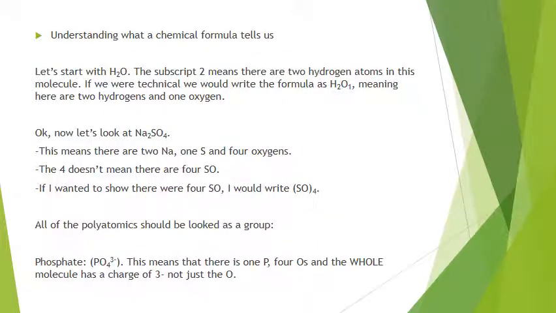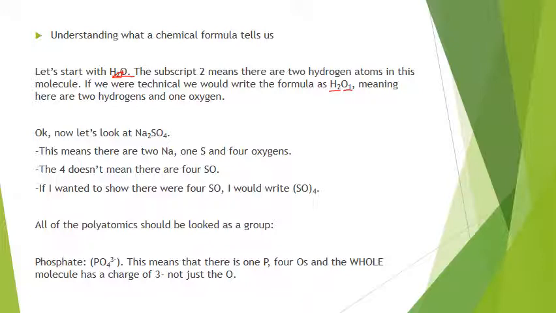Okay, now when you do a chemical formula, remember, let's say you have water, H2O. Remember, the subscript 2 means there are 2 hydrogen atoms in this molecule. Technically, we could say H2O1, which means water has 2 hydrogens and 1 oxygen.